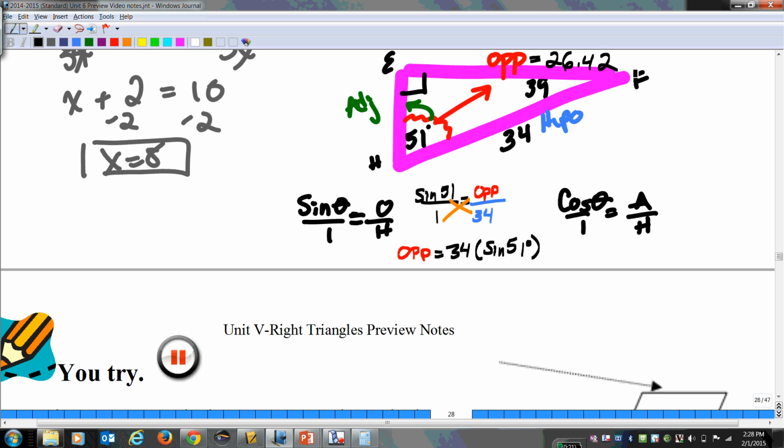You thought you were away from SOHCAHTOA. I warned you that you'd never get away from SOHCAHTOA. Every time you have a right triangle, you could potentially use SOHCAHTOA. Now to get the adjacent, we're going to cross multiply here. It's going to be cosine 51 over 1 equals our adjacent, which we don't know, over our hypo, which is 34. Cross multiply. We have cosine 51 times 34 equals our adjacent.